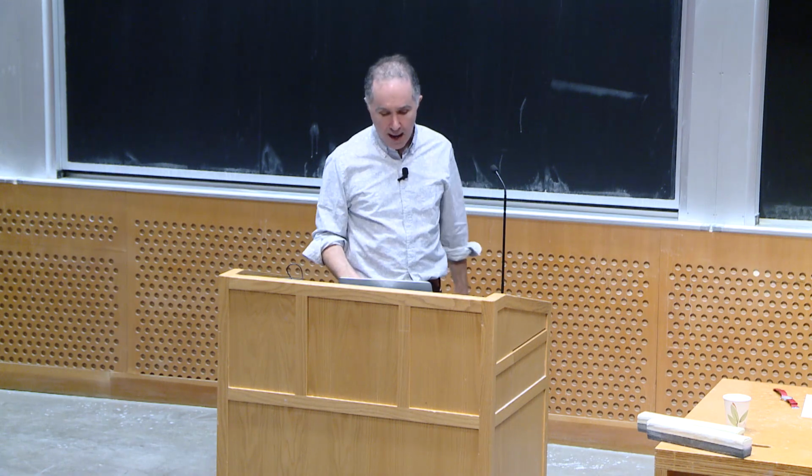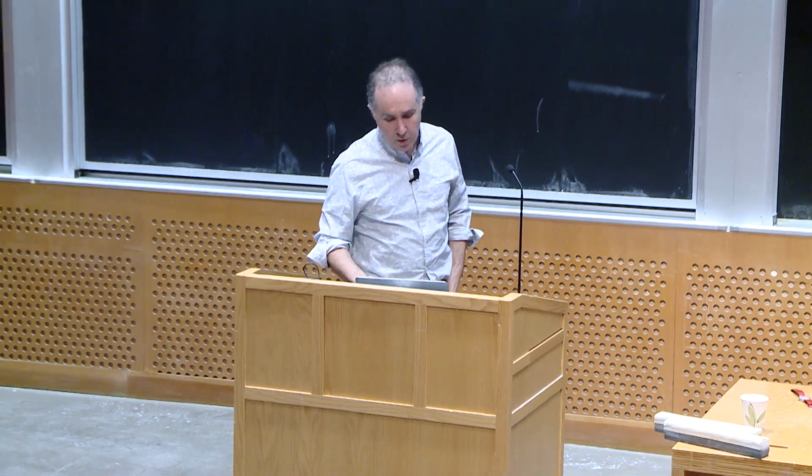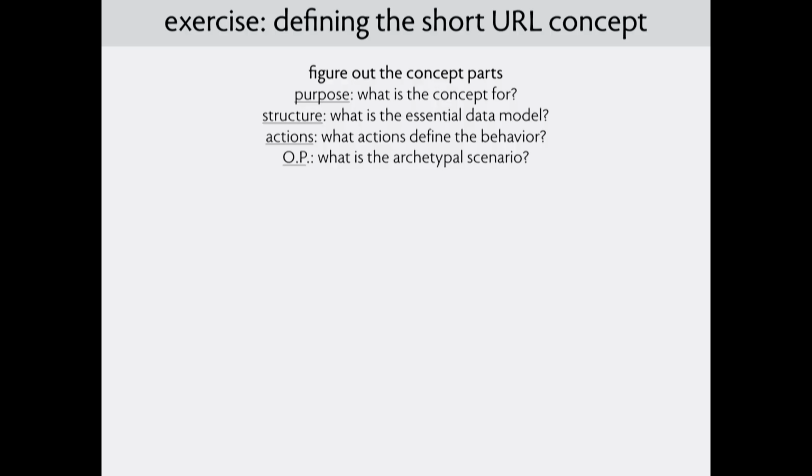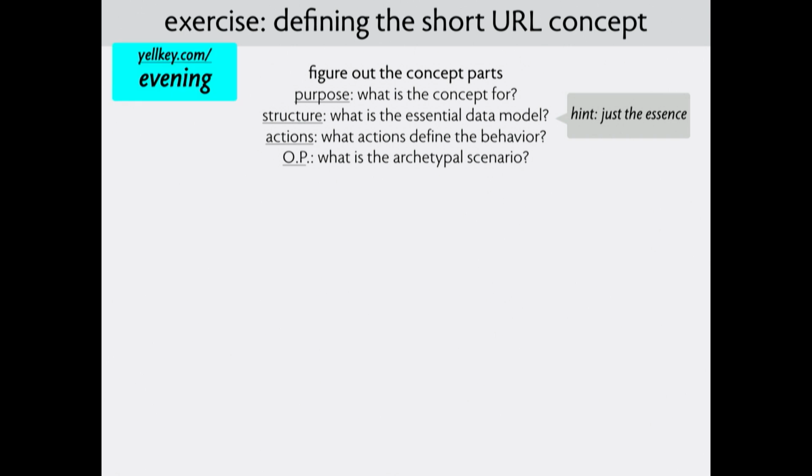Okay, so here's what we're going to do now. We're going to do an exercise. I want you to sketch the elements of the concept of short URL, OK? And I want you to do this in a way that's thoughtful but very lightweight. Just to give you some idea, what I'm expecting for the structure is that you have one or two sets and one or two relations maximum, OK? So you can write this down in text if you like, and there's an option to do that.